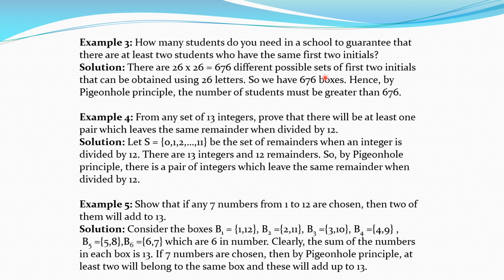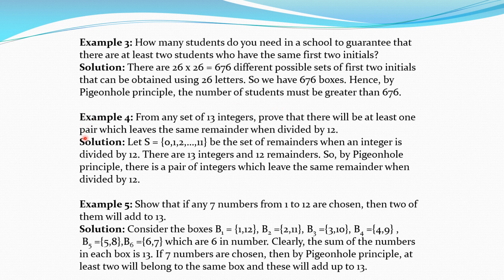So we consider these as 676 boxes. Now to apply the pigeonhole principle, the number of objects must be greater than the number of boxes. Here we are putting the students according to their first two initials, and so the number of objects must be greater than 676. It means it is at least 677. So if we consider a group of students containing a minimum of 677 students, then definitely there exist at least two students who have the same first two initials.